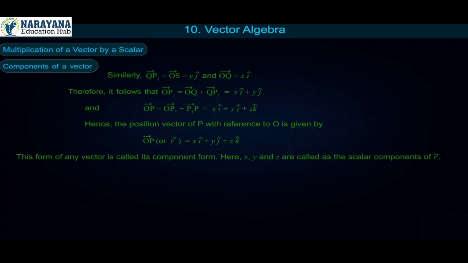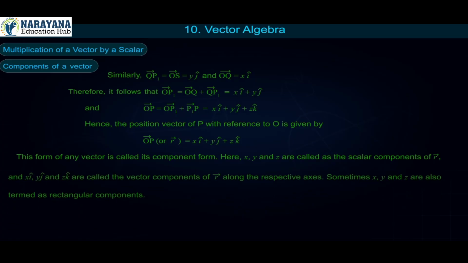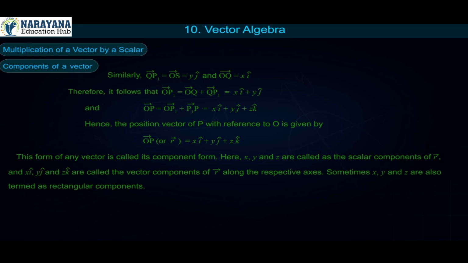This form of any vector is called its component form. Here, x, y and z are called the scalar components of vector R, and xi cap, yj cap and zk cap are called the vector components of vector R along the respective axes. Sometimes x, y and z are also termed as rectangular components.